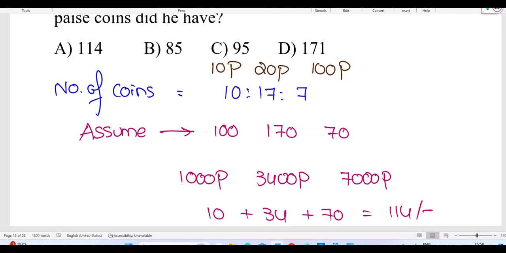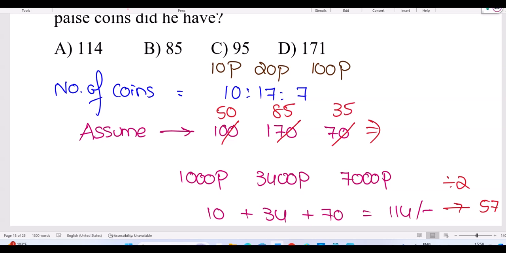But in the question, what did they say? 57. Means I have to divide by 2. My assumption is wrong. I have to divide by 2. Means all this should be divided by 2. This is 10 paise coins are 50. 20 paise coins are 85 only. 100 paise coins are 35 only available.